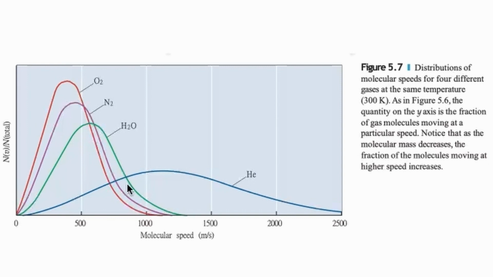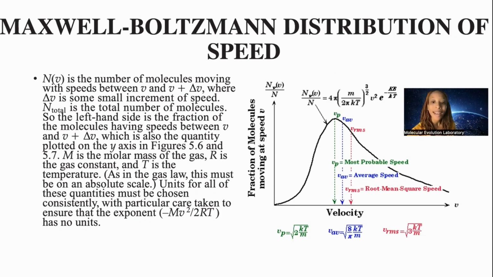So here we can see helium, which is the lightest, or has the lowest density. Helium has an atomic mass of 4, H2O of 18, nitrogen 28. This is 28, this is 32. So as you can see, the higher the density, the slower the particle moves.